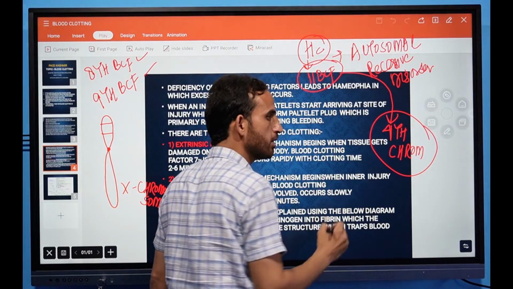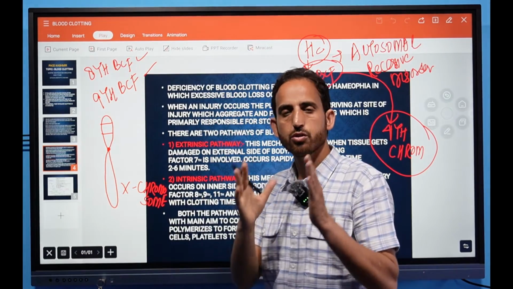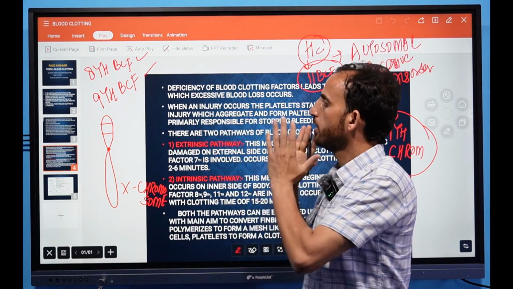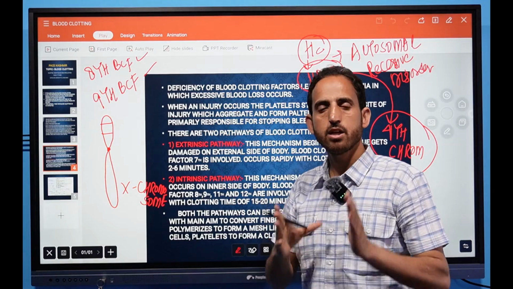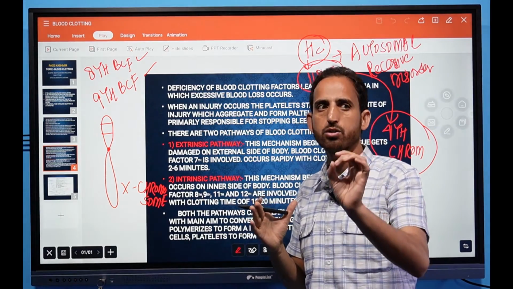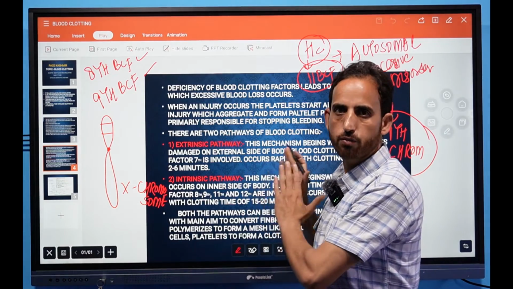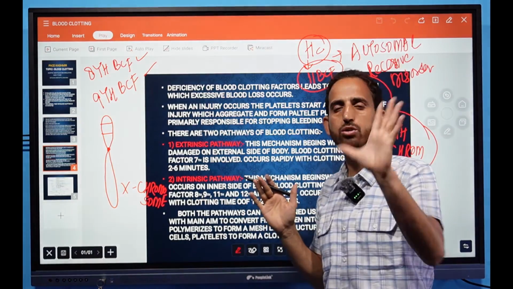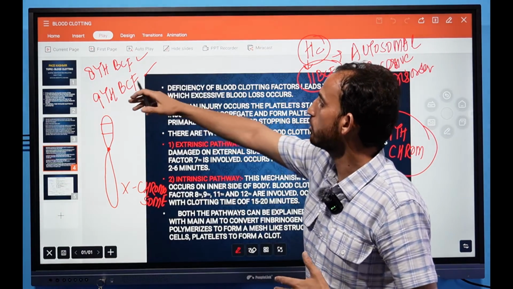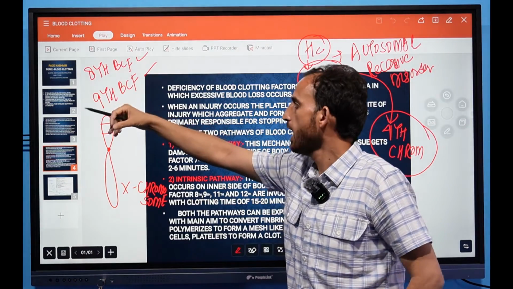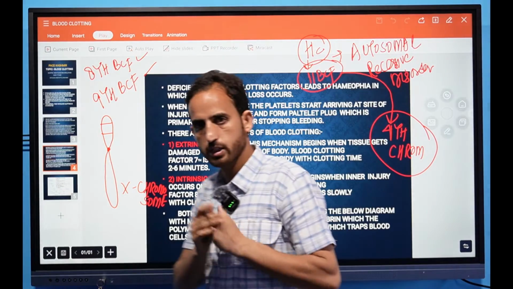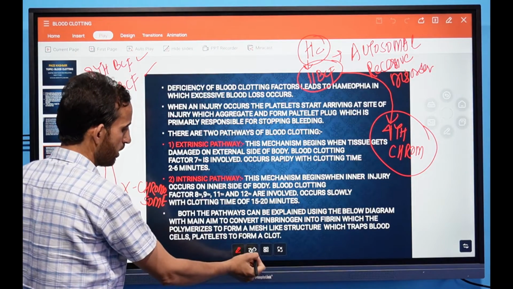Again I will repeat: hemophilia A is caused due to deficiency of the 8th blood clotting factor, hemophilia B due to deficiency of the 9th, and hemophilia C due to deficiency of the 11th. But the 11th blood clotting factor gene is located on the 4th chromosome, while the genes for the 8th and 9th blood clotting proteins are located on the X chromosome. That's most important. Okay, now let us move ahead.